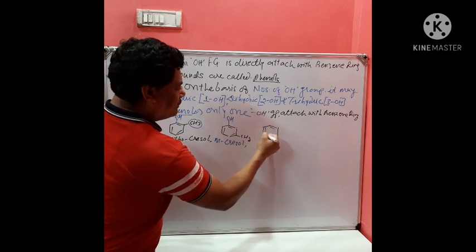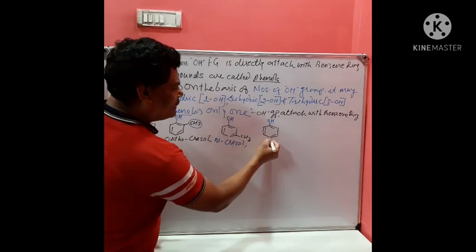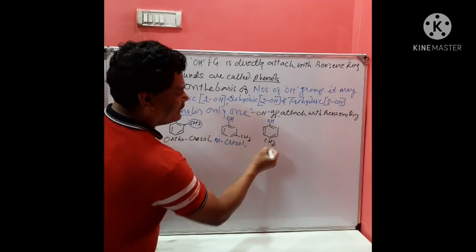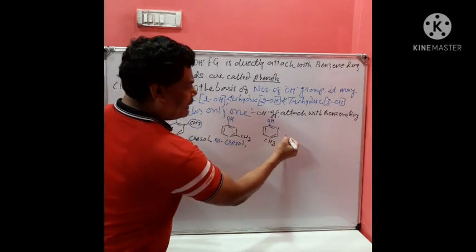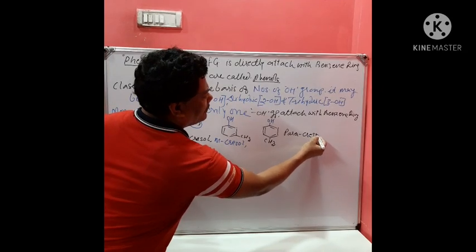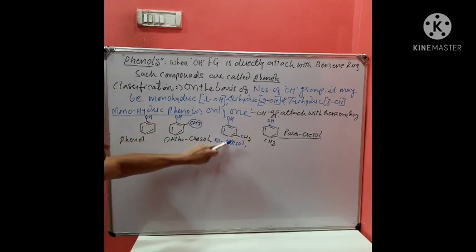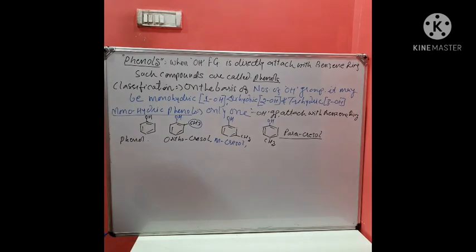And one more compound is possible. What? With benzene ring directly attach what? OH, but now the position of CH3 is here. So this position is called para. So this is called para, and main compound is cresol. Getting? So phenol, this one is simply phenol. This is called orthocresol, means type of phenol. This is metacresol. This is what? Paracresol. And all these are having only one OH group. Therefore, this is called monohydric.